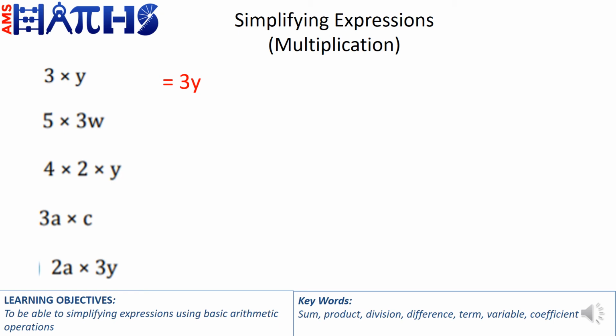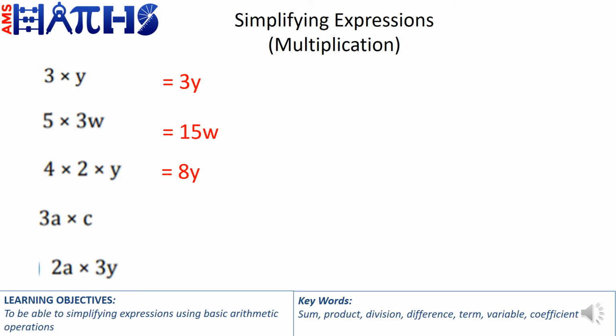Our next example, 5 times 3w, so we have 5 lots of 3w. So our answer for that, 5 times 3, we multiply those to get 15, so we have 15w. Our next example, we have 4 times 2 times y, so we multiply our numbers, which is 4 times 2, that gives us 8, and then we just write next to it y, because we would have 8 lots of y's. So our answer to that is 8y.